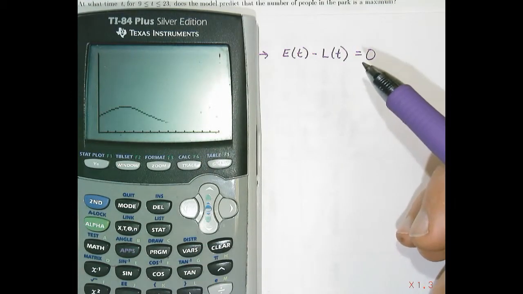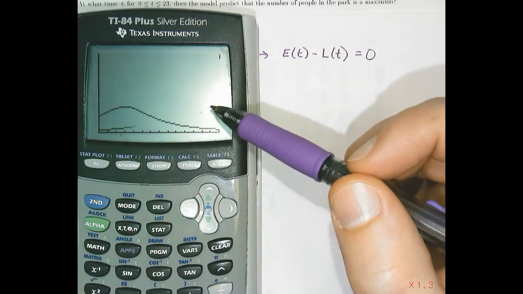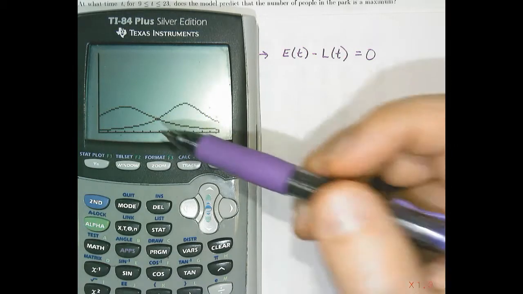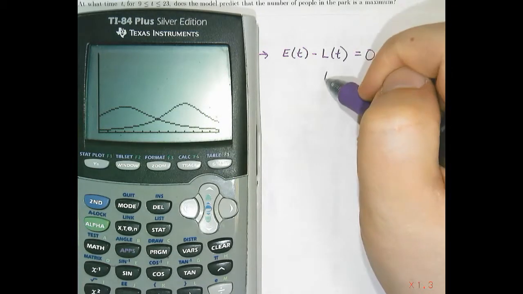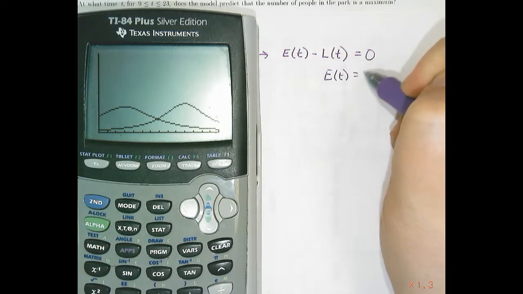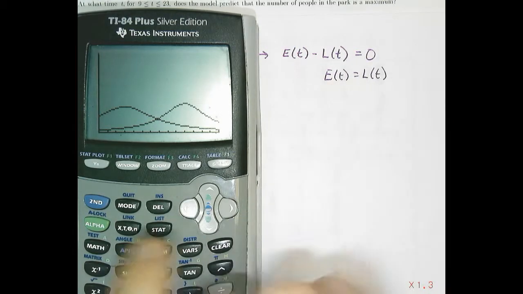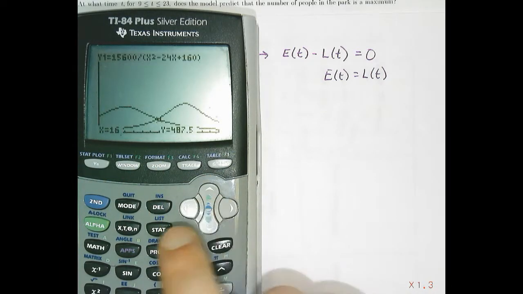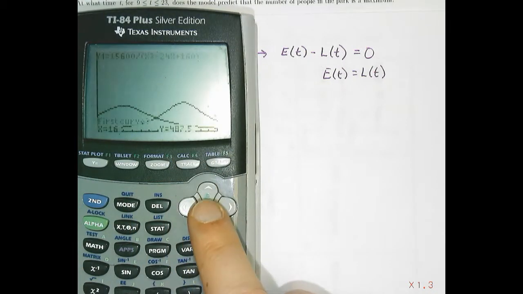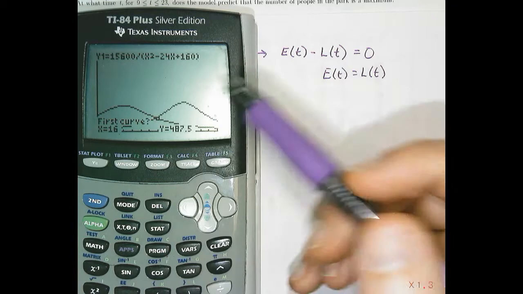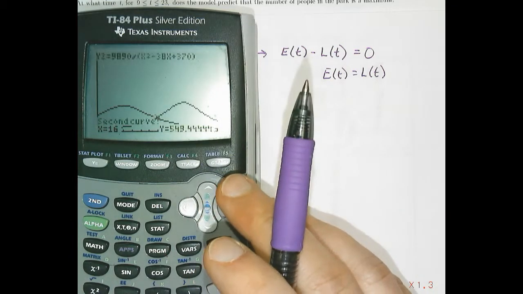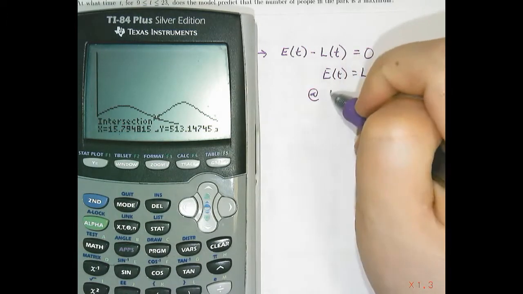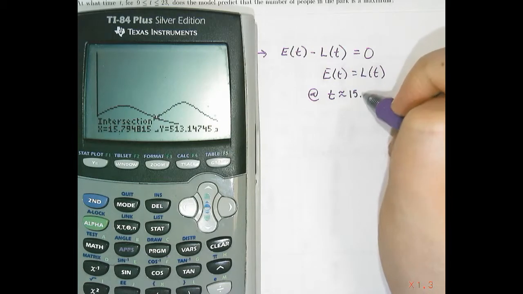So there's the number of people entering the park, and this is the number of people leaving the park. And so right there is the intersection where the number of entrants is equal to the number of those left. And that's what we want to find out. So by pressing second trace, we can pull up the intersect command, which is option 5. And the intersection is, fortunately my cursor is really close to this, so I can just hit enter 3 times. They intersect at t is approximately 15.794.